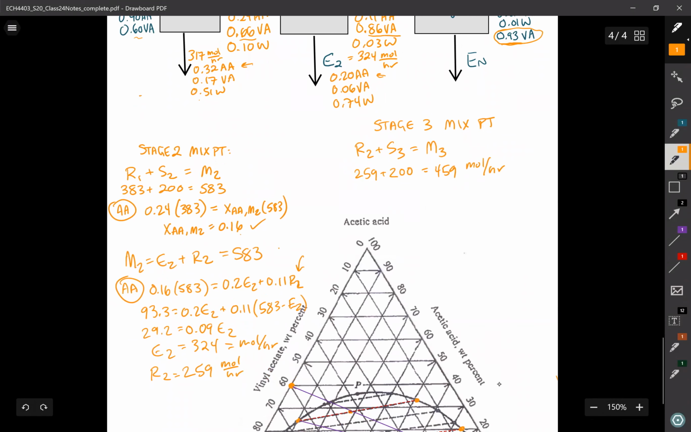Yep, I'm going to pause and do this calculation. I did not do this. All right, sorry about that. I confused myself for a second, but I'm back on track now. This is the flow rate of the mixing point.